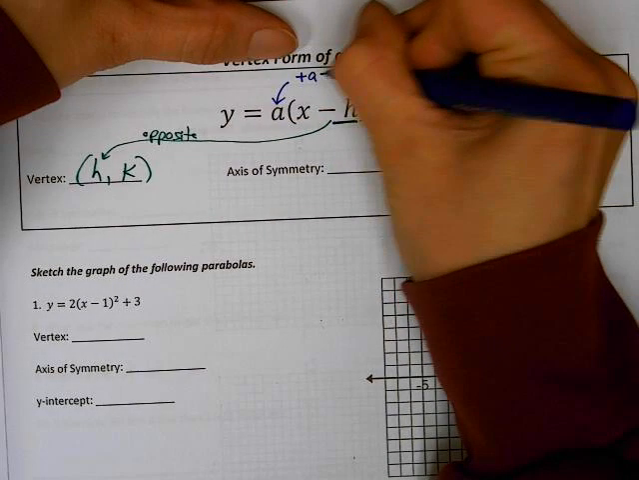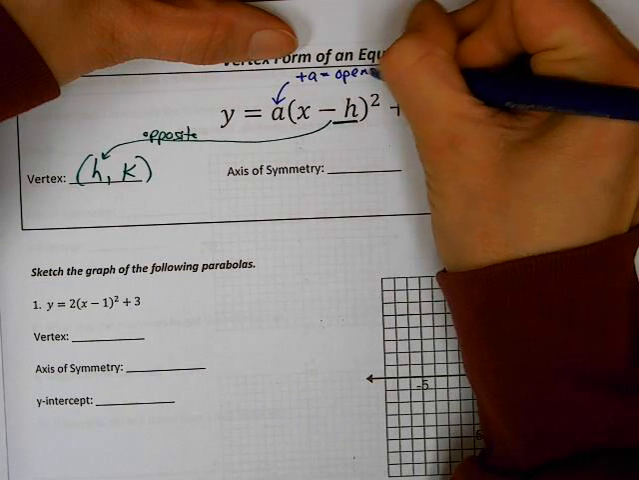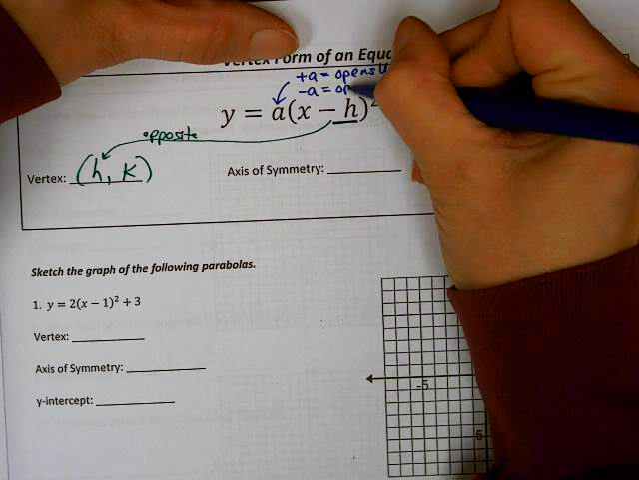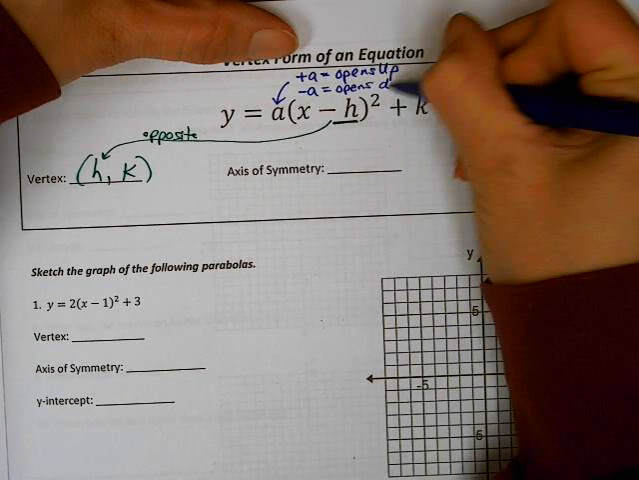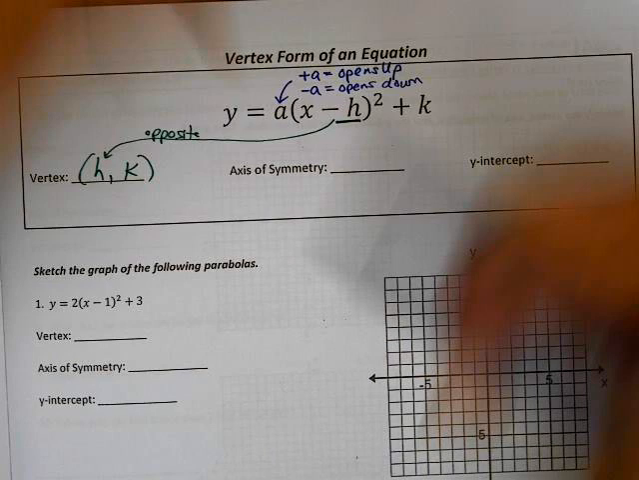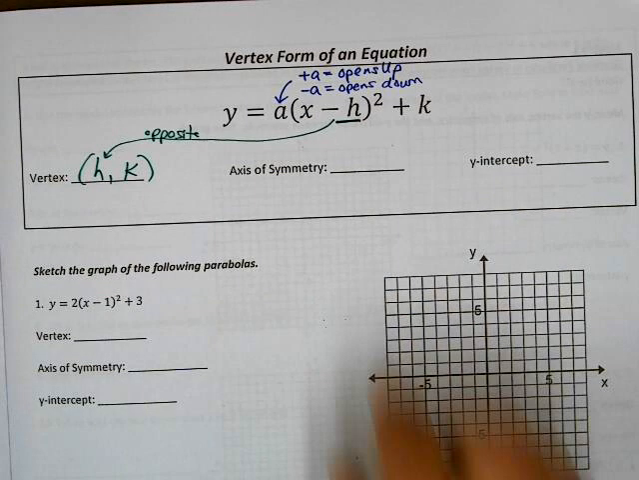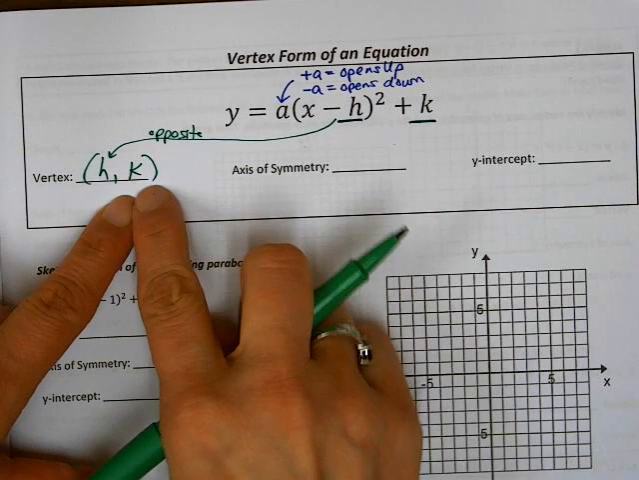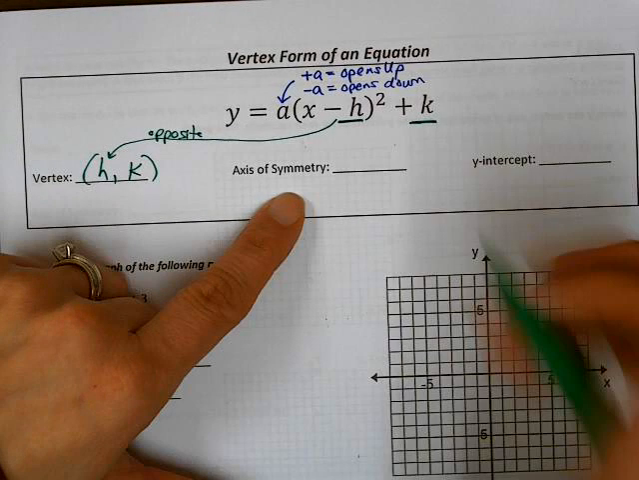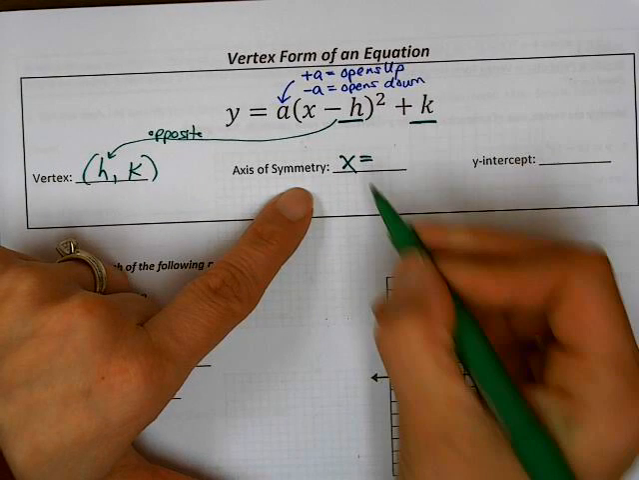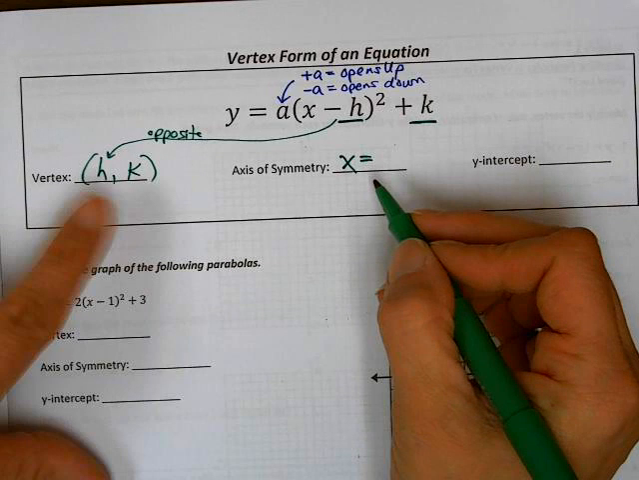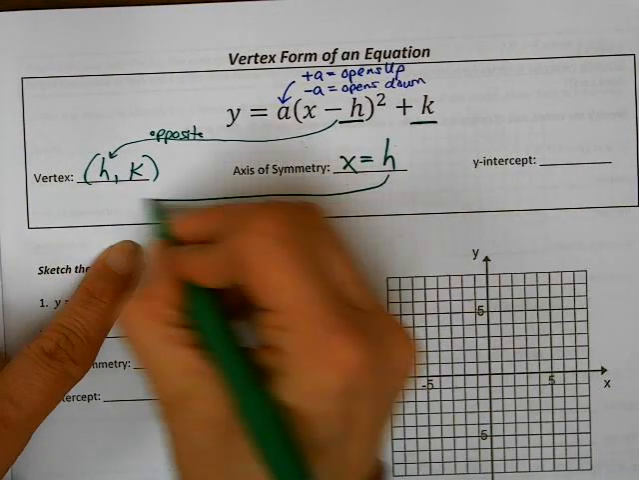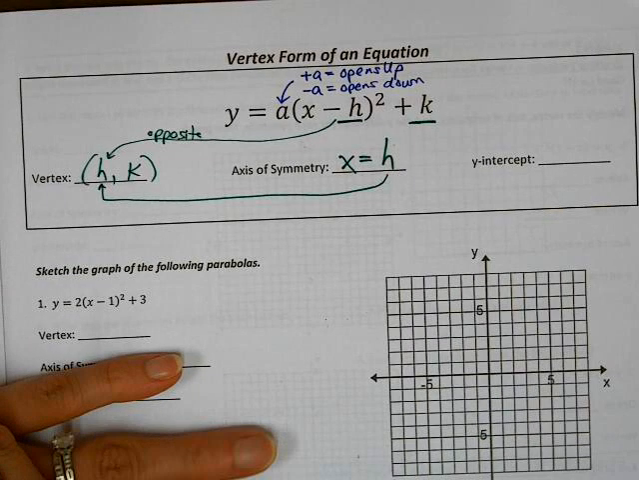A positive a means the parabola opens up, and a negative a means that you open down. Okay, so that's what a tells us. h and k, these two numbers right here, tell us the vertex. The axis of symmetry is always going to be x equals. Remember, it's always going to be the x number, so it's going to be the h. That's going to match the x value of your vertex.